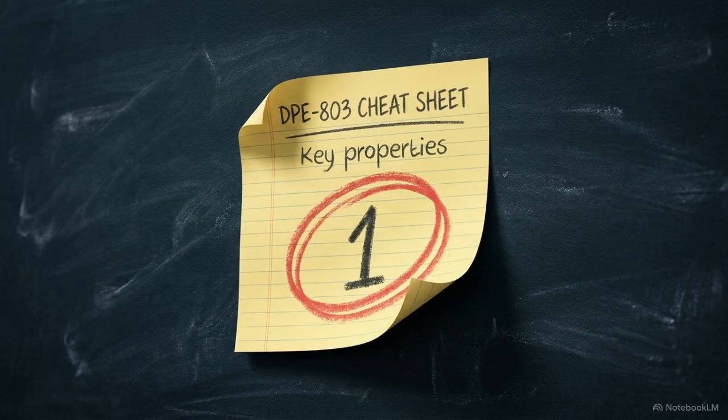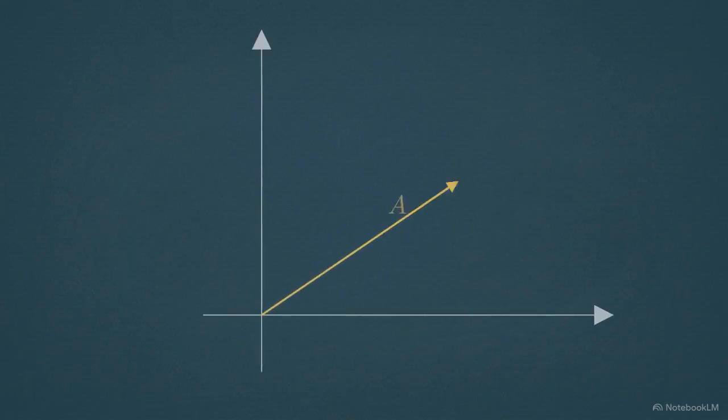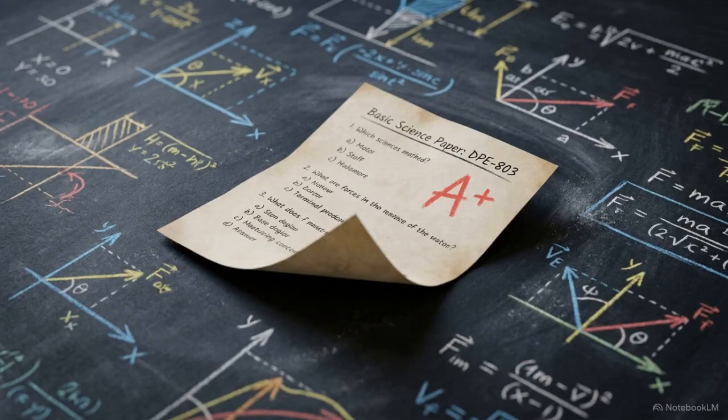Before taking the DPE 803 exam, keep these rules on your cheat sheet. Remember that unit vectors strictly have a magnitude of 1. Also, if a problem asks you to subtract a vector, you must reverse its direction before calculating. Moving past basic arithmetic and applying trig functions allows us to break down any force on a coordinate plane. Mastering vector resolution gives you the exact mathematical tools required to predict motion and ace the basic science paper.